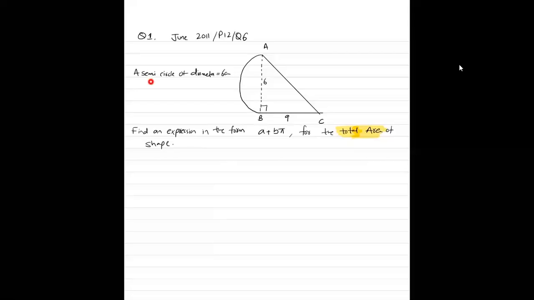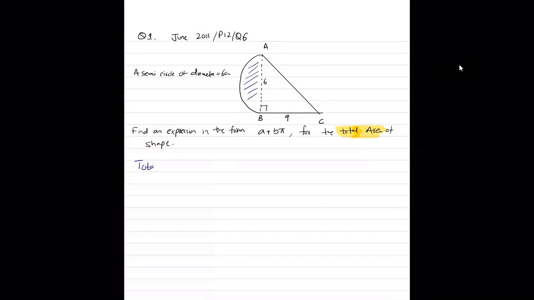So the question says a semicircle of diameter 6 centimeter is attached to a right angle triangle. You need to find an expression in the form of a plus b pi for the total area of the shape. The total area comprises of the semicircle plus the right angle triangle.